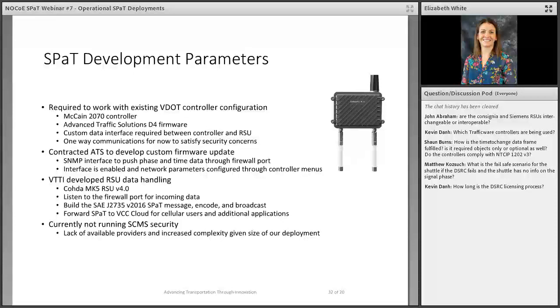From a security perspective, we aren't running any SCMS right now. We don't have any available providers. I've not necessarily had the requirement to go out and do that at this point.